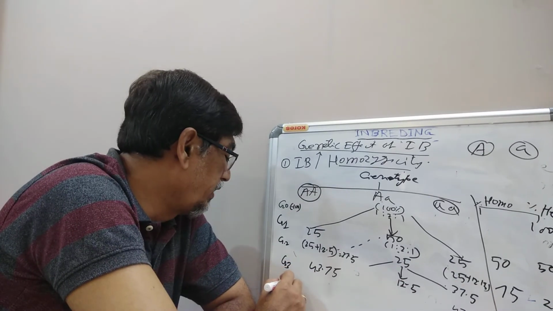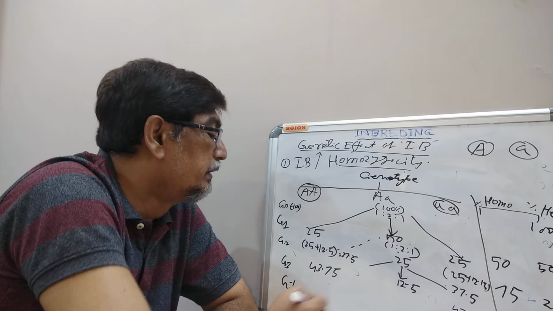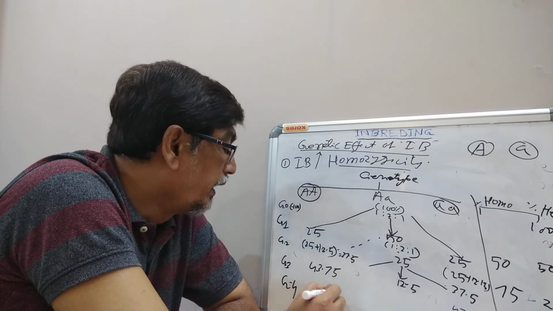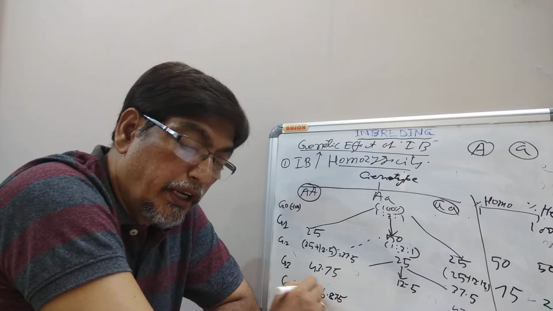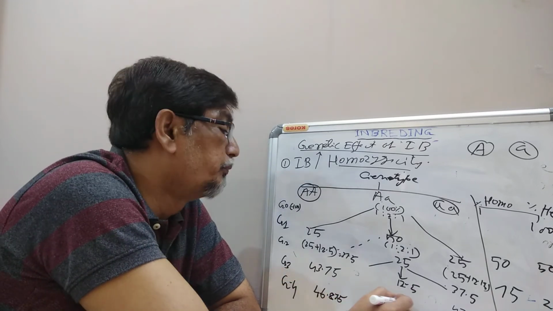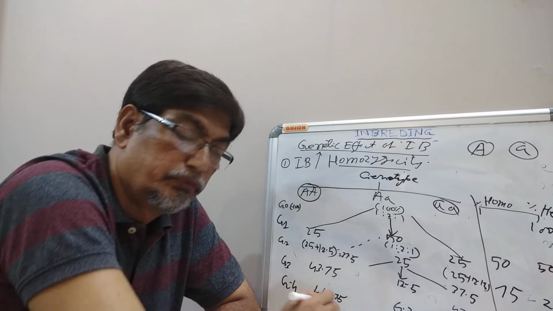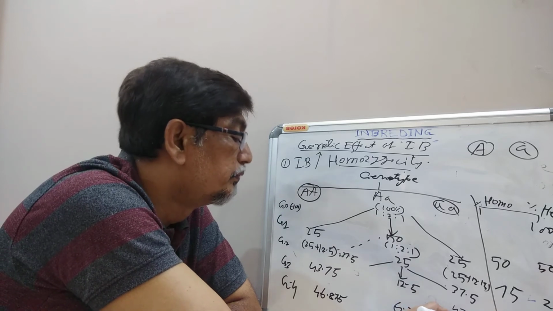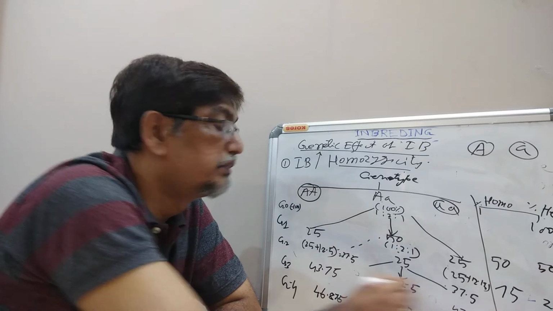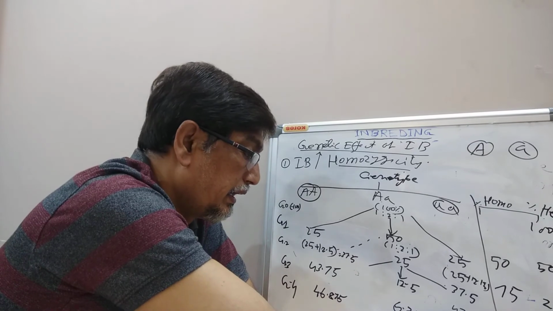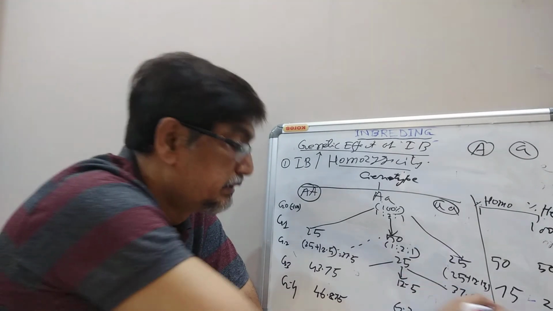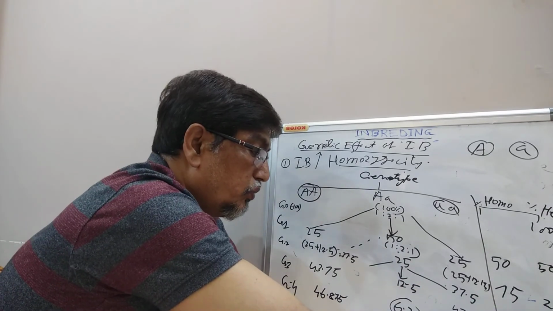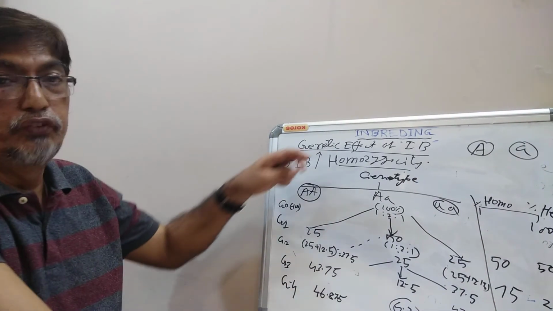So in this way, if we go to the fourth generation, then again it will be 46.875, it will be 6.25%, and it will be again 46.875. That means homozygosity increased to 93.75%, and heterozygous will be only 6.25%.